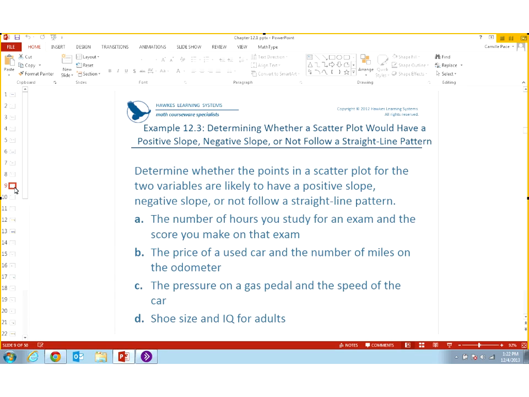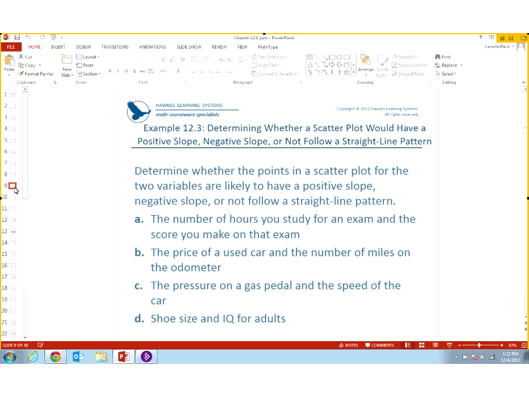So let's look at the relationship between the number of hours you study for an exam and the score you make on the exam. Without saying, hopefully, the more you study for an exam, the better you do. So that would be a positive slope, because as the number of hours increase, so does your score on the exam. B, the price of a used car and the number of miles on the odometer.